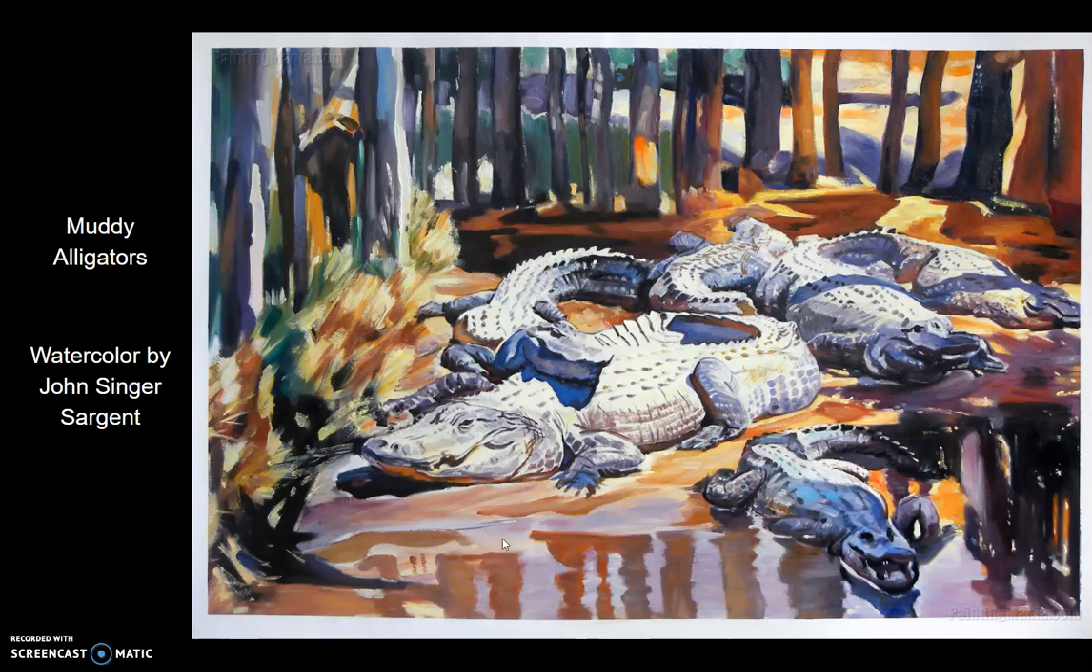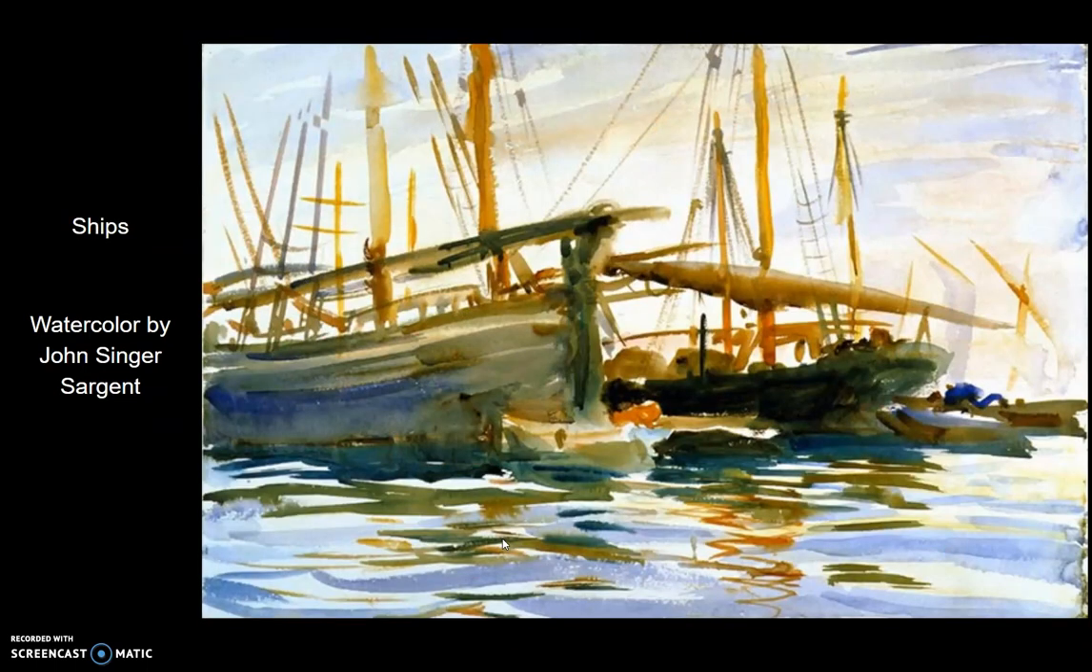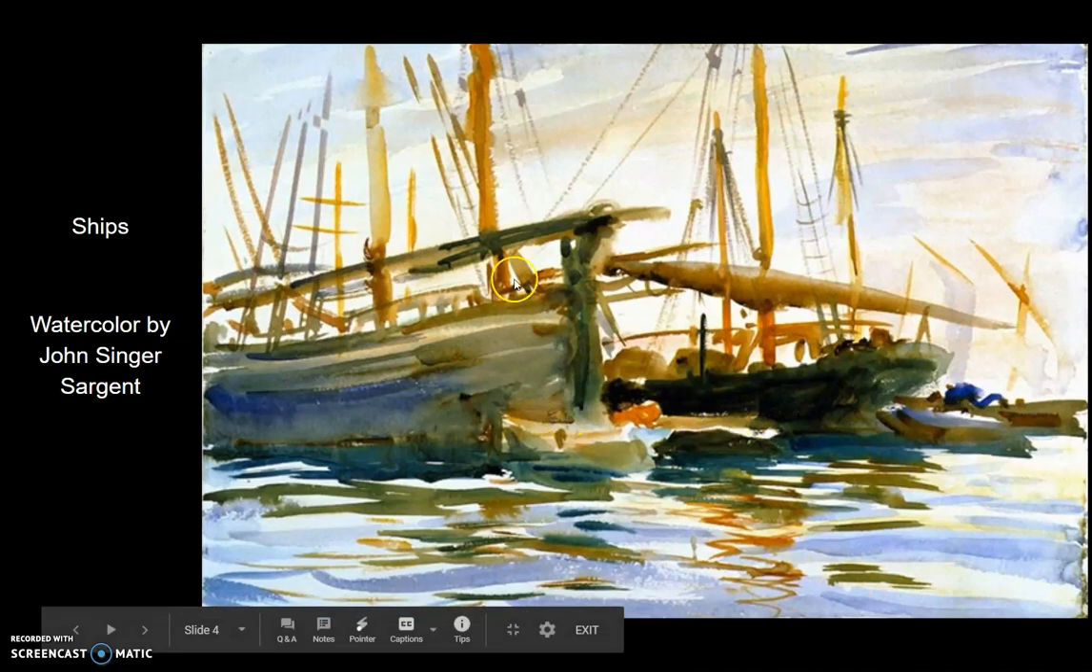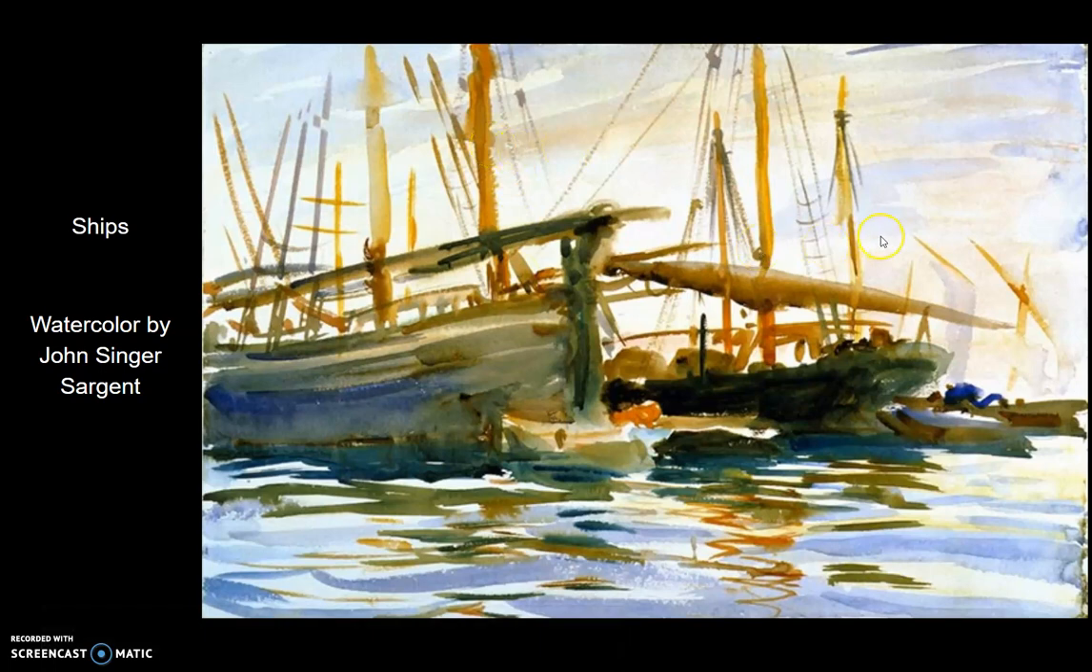Okay? All right, let's look at another one of John Singer Sargent's paintings. This one is called Ships. If you look at this one, a couple things to think about is how many colors he's using. John Singer Sargent is very good at using a limited color palette. A limited color palette is when you use just a few different colors and repeat them all over the painting, so that you create unity in your painting. It makes it all look like it goes together very well.